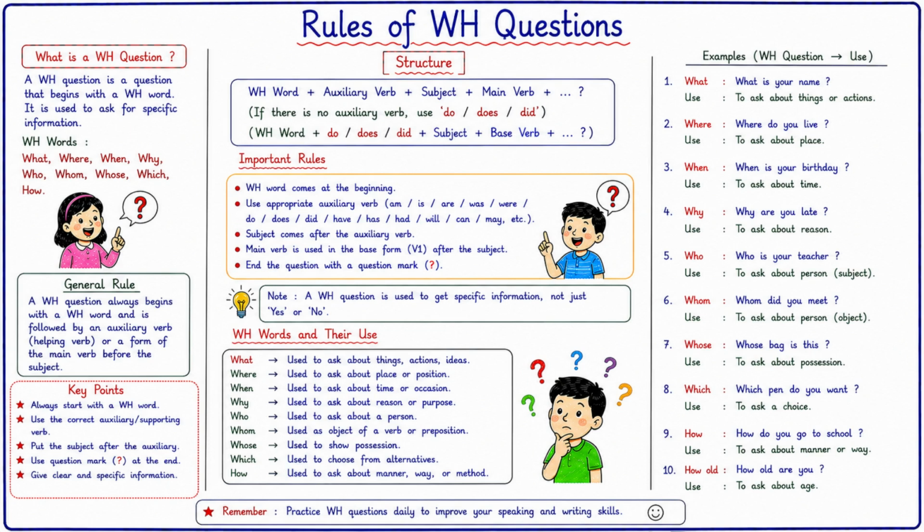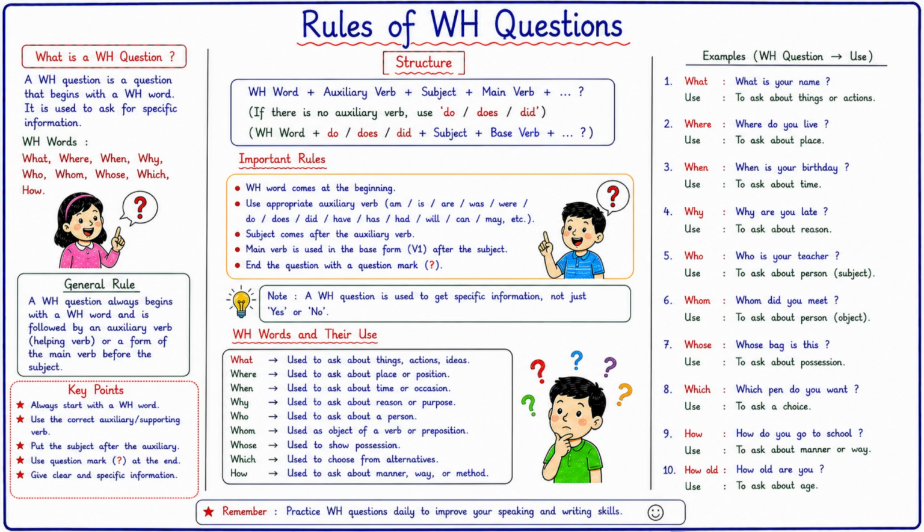Finally, we have how. How is used to ask about manner, method, condition or degree. For example, how do you go to school? We are asking about the method or way of traveling. Another example is, how did you solve the problem? We are asking about the method.